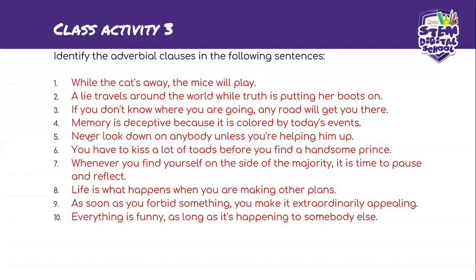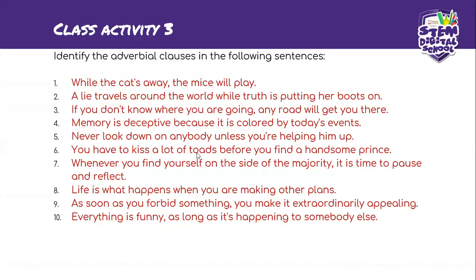Number 5, never look down on anybody unless you are helping him up. Wow, Asanda again. Asanda, you are a star. Thank you so much. What's the answer? So I think it is unless you are helping him up. Exactly, that's correct. Unless you're helping him up becomes the reason why you should not look down on anybody. Thank you, Asanda. That's correct.